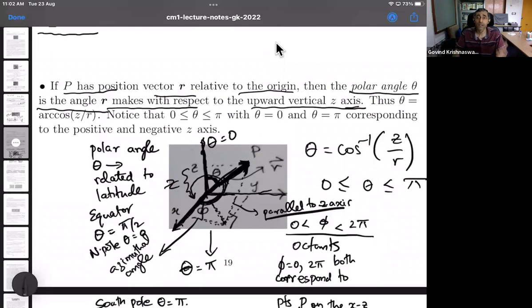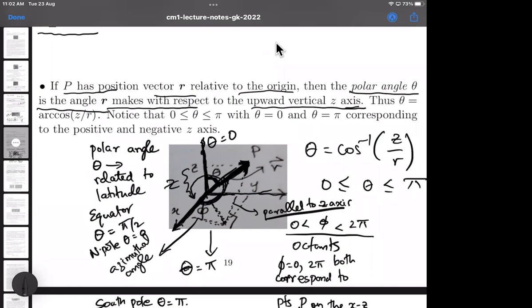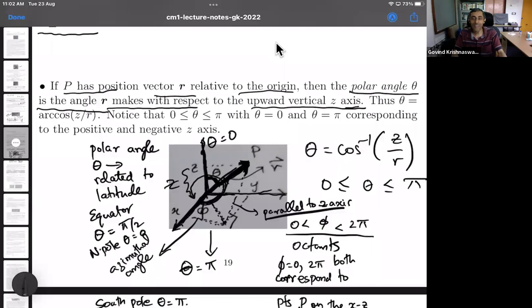I said r hat is the vector directed in the direction of increasing r, holding theta and phi fixed. Yes, what you have said is some kind of partial derivative with respect to r holding theta and phi fixed. It smells like the same thing, so yes, you can use that intuition. It can be applied in a very proper way. You just need to learn the tools to do it.